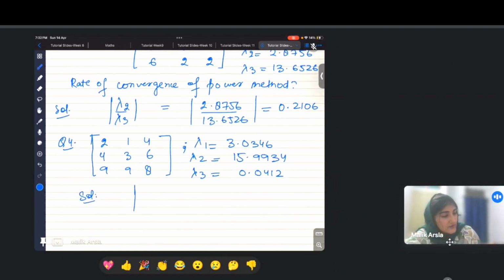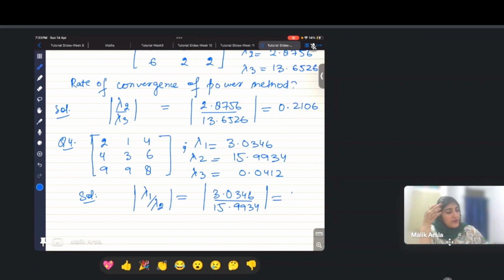In this case it will be lambda 1 by lambda 2, sorry, lambda 1 by lambda 2. It is 3.0346 upon 15.9934. So it is coming out to be 0.1897. Okay.